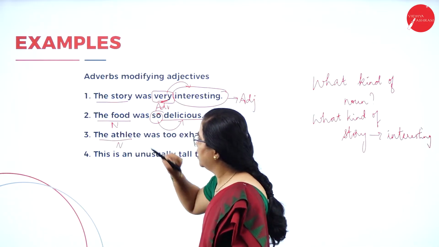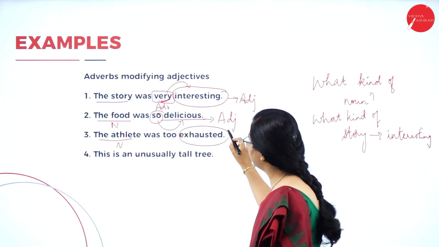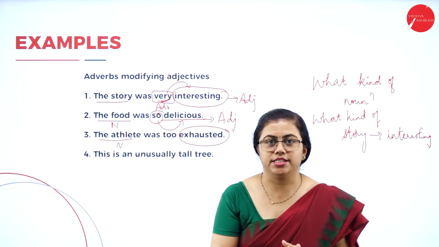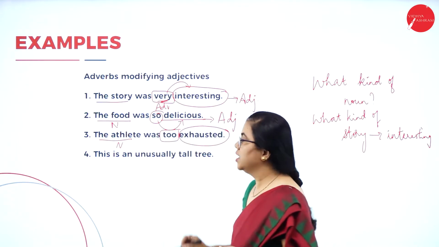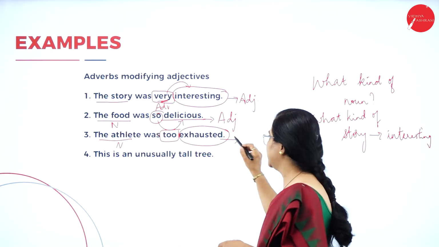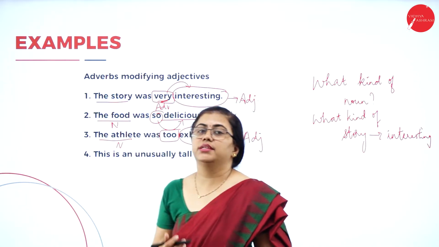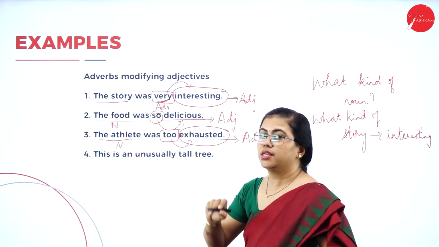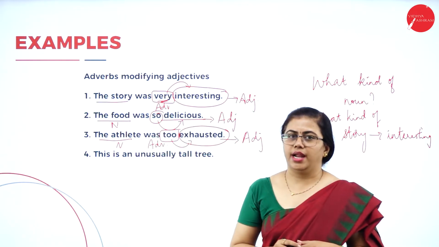Athlete, which is a noun in the sentence. What kind of athlete he was? He was an exhausted athlete. He had lost all his energy. He was an exhausted athlete. How exhausted was he? He was too exhausted. So exhausted is describing the word athlete, which is a noun. Hence, exhausted becomes an adjective. And how exhausted he was, the word too, T-O-O, is actually describing the word exhausted. So, too becomes an adverb. Fine.